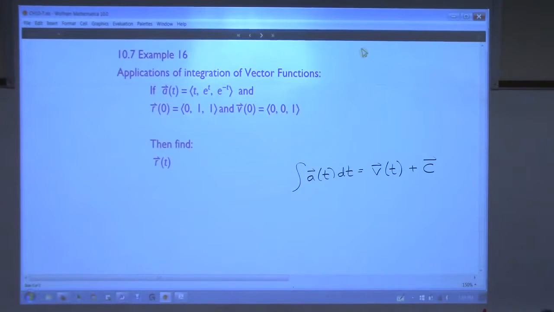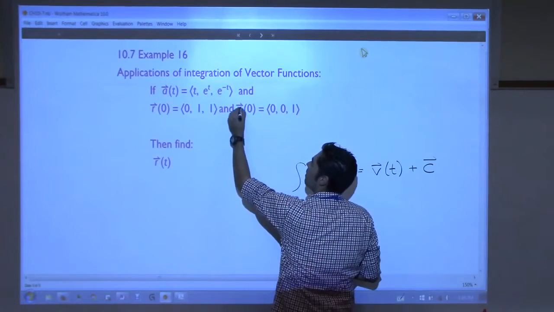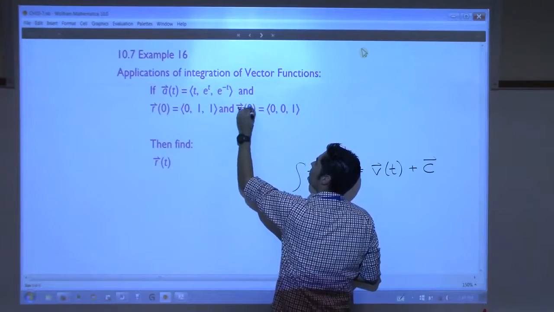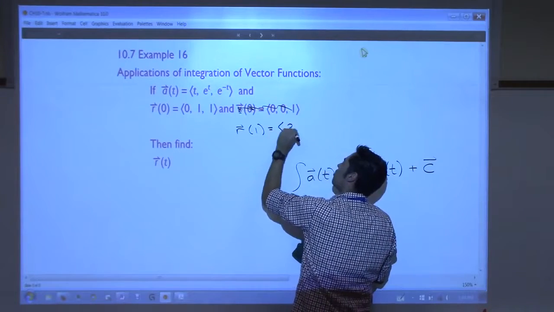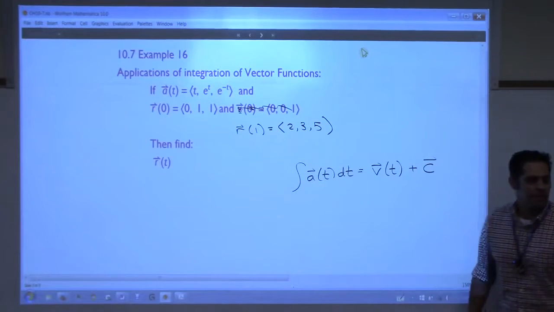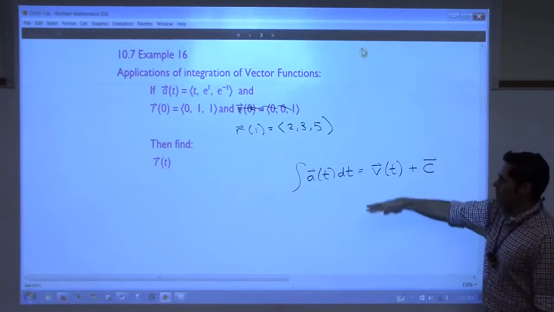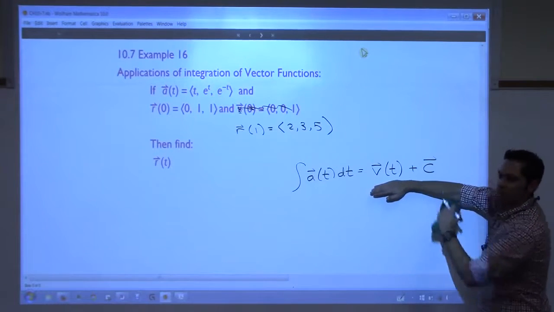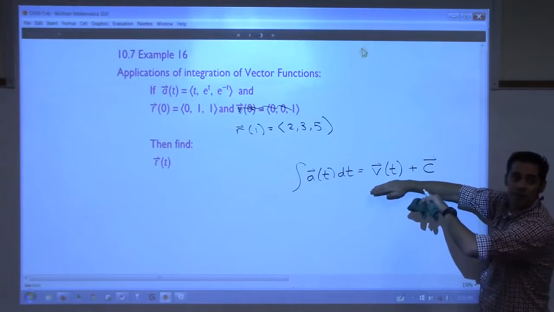Oh, what would you do, though? What would you do if this right here weren't v? What if they gave you something like r of 1 is the vector 2, 3, 5? What would happen then? We would have C and D. We would not be able to nail what c is, right, on this first one? So that's okay. We would integrate again.